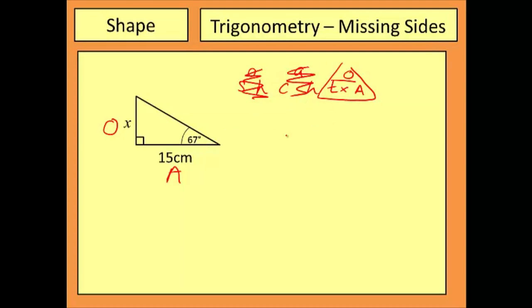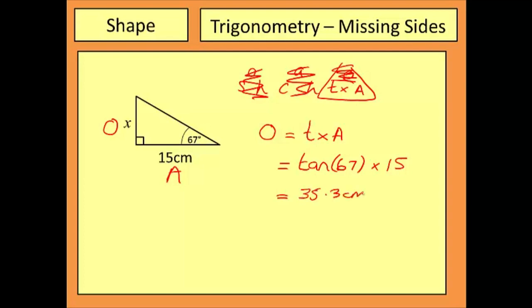contains O and A. Now I'm trying to work out the opposite, so I'm going to cover this one up, and it tells me that O is equal to T, which means tan, times the adjacent. So that is tan of the angle, which is 67, multiplied by the adjacent, which in this case is 15. When I type this into my calculator, I press tan 67 times 15. This will give me a correct answer of 35.3 centimeters.